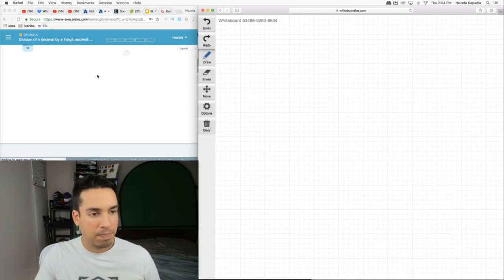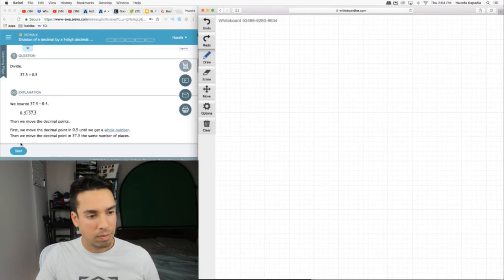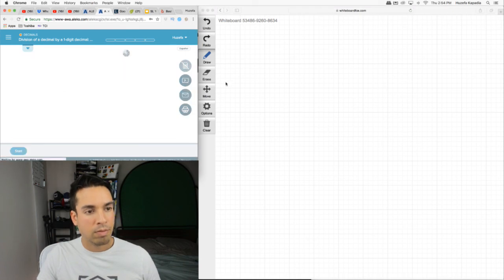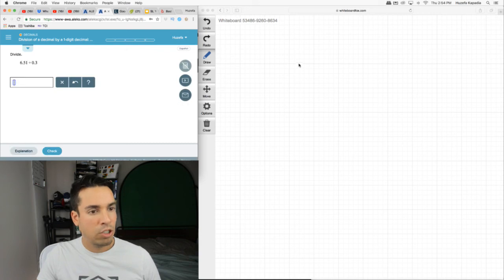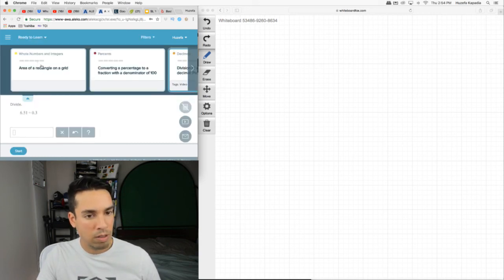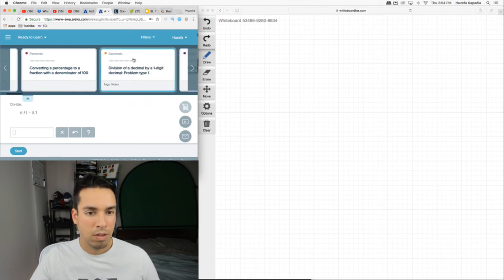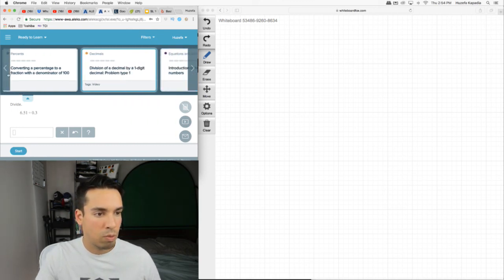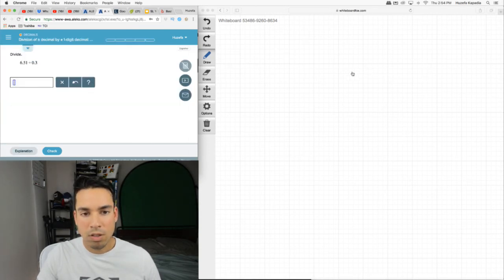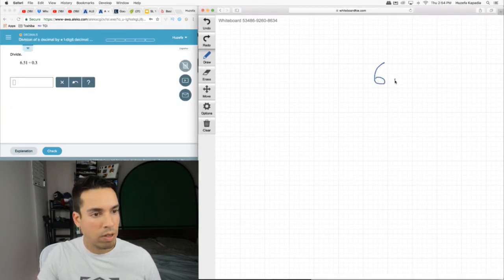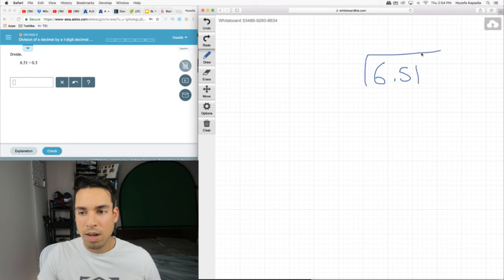Next question. Division of a decimal by 1-digit decimal. Let's see the full name of this. Problem type 1. Okay. Now, this is a new element that we haven't dealt with yet. So we have 6.51 divided by 0.3.